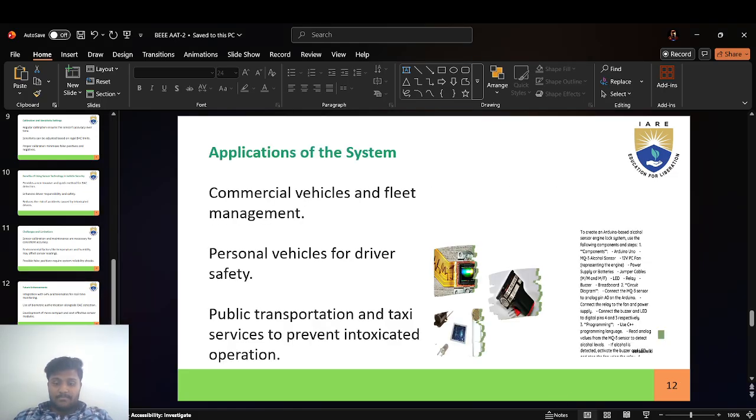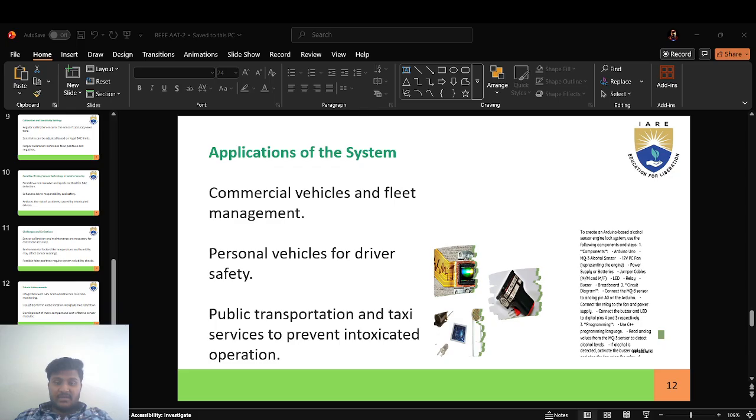Applications of the system: the commercial vehicles and fleet management. For trucks, buses, and company-owned vehicles, alcohol detection systems help ensure that drivers are not drunk while driving. Fleet managers can monitor drivers in real time and keep the transport operations safe.